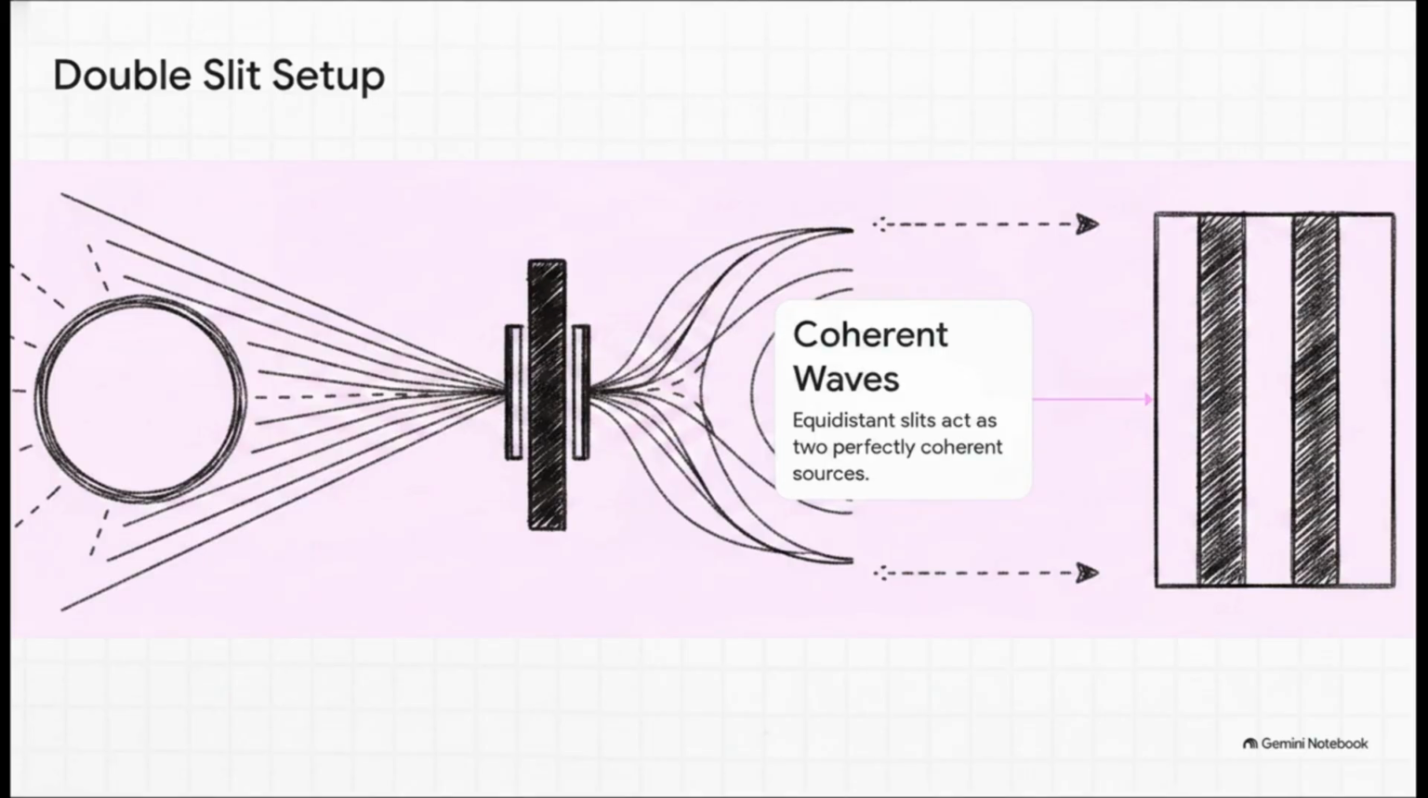First, Young used a single monochromatic light source to emit a uniform wavefront. Then, he placed an opaque screen in front of it with two incredibly tiny, closely spaced slits, which we label S1 and S2. Now, because these two slits are exactly equidistant from the original source, they catch the exact same wavefront at the exact same time. Suddenly, S1 and S2 act as two perfectly identical, mathematically coherent sources. The waves emerge from the slits, spread out, overlap, and hit a viewing screen about a meter away.